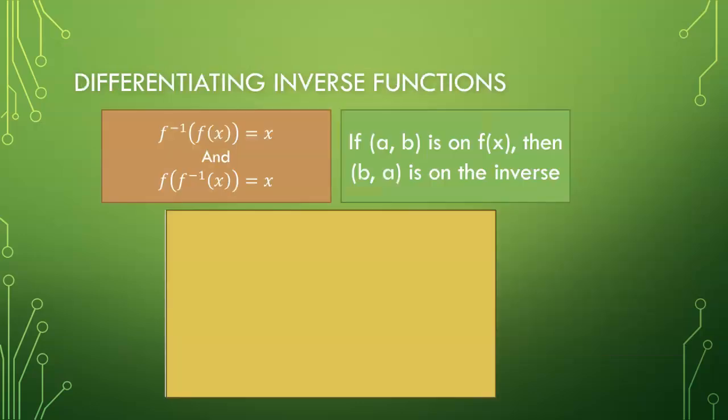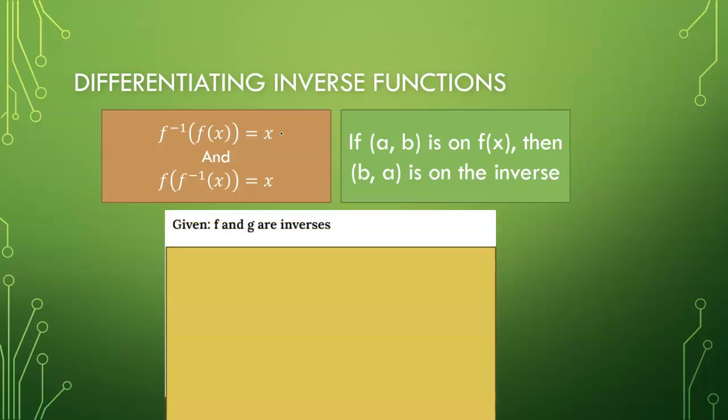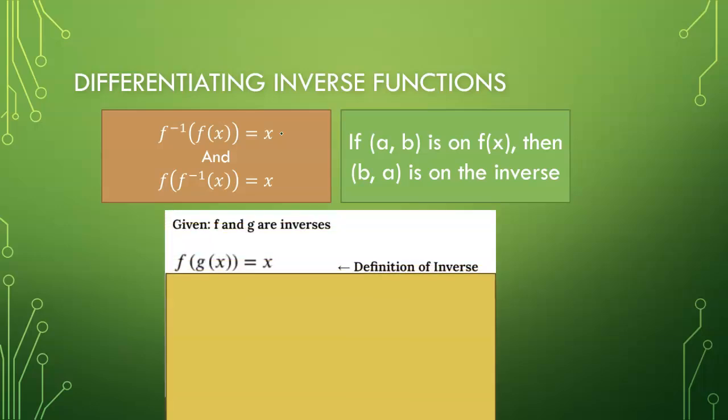This is on your note sheet, but if you're trying to prove this relationship that they're inverse slopes at particular points, we start with the definition of an inverse. We know that if I compose a function with its inverse, I get back to where I started. So if I know that f and g are inverses, I know that I can compose them and get back to x. And so what I do for this proof is I'll take the derivative of both sides of this equation.